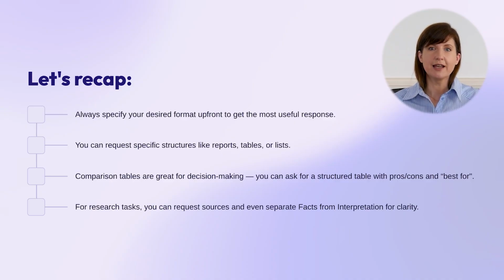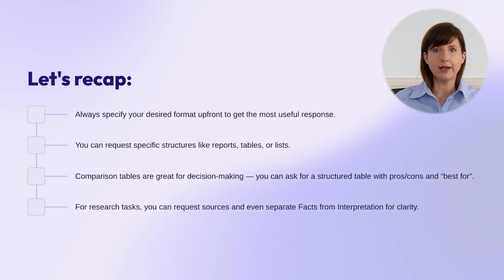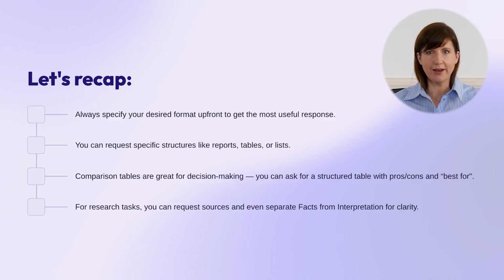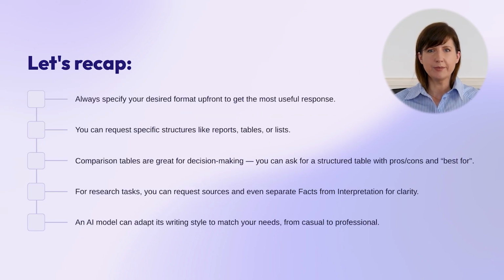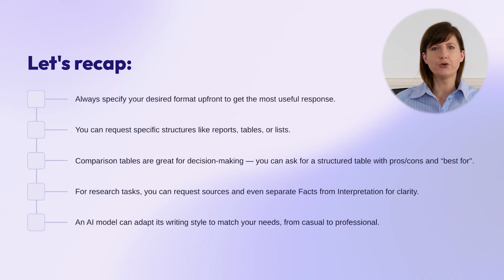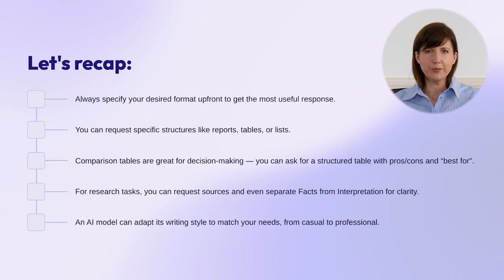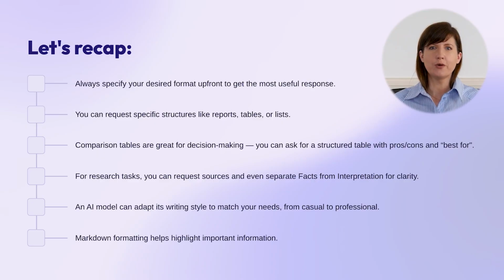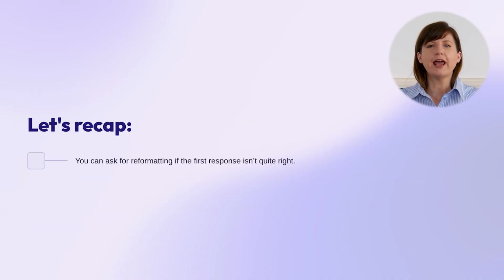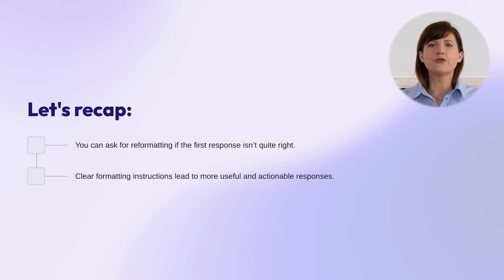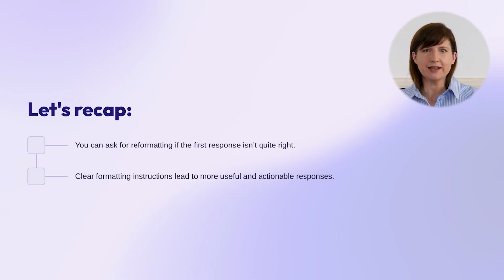For research tasks, you can request sources and even separate facts from interpretations for clarity. An AI model can adapt its writing style to match your needs, from casual to professional. Markdown formatting helps highlight important information. You can ask for reformatting if the first response isn't quite right. Clear formatting instructions lead to more useful and actionable responses.